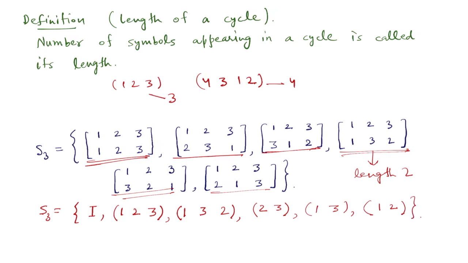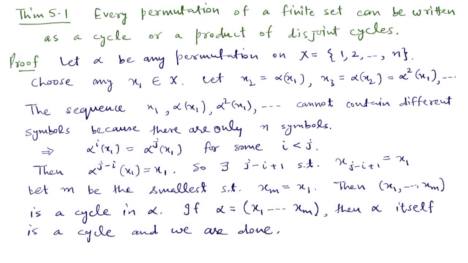So S3 contains two elements of length 3 and 3 permutations of length 2. So this is the theorem that says that every permutation on a finite set is either itself a cycle or is a product of disjoint cycles. So let us prove this theorem.